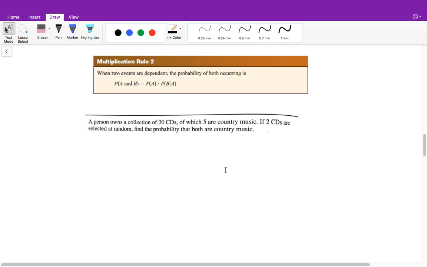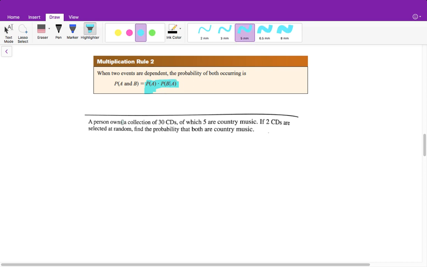When the events are dependent, the formula is the probability of A multiplied by the probability of B given A. That's what that line means, and that's how it's read. The probability of B given A means that when they're dependent upon each other, we then act as if the event A did take place.